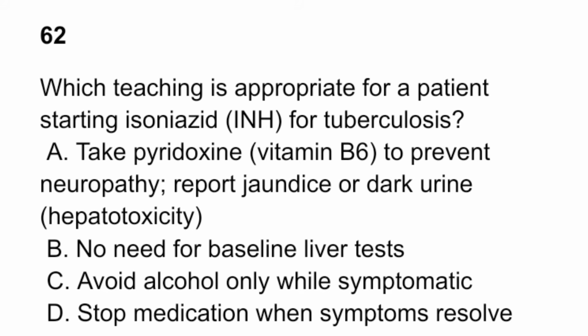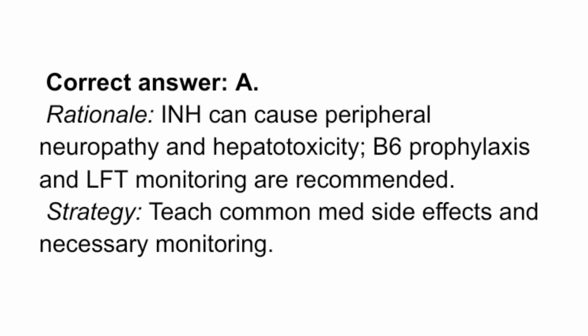62. Which teaching is appropriate for a patient starting isoniazid, INH, for tuberculosis? A. Take pyridoxine, vitamin B6, to prevent neuropathy, report jaundice or dark urine, hepatotoxicity. B. No need for baseline liver tests. C. Avoid alcohol only while symptomatic. D. Stop medication when symptoms resolve. Correct answer, A. Rationale: INH can cause peripheral neuropathy and hepatotoxicity, B6 prophylaxis and LFT monitoring are recommended. Strategy: teach common med side effects and necessary monitoring.